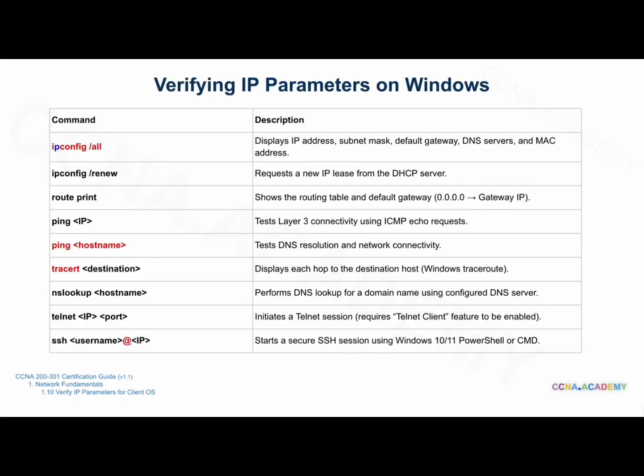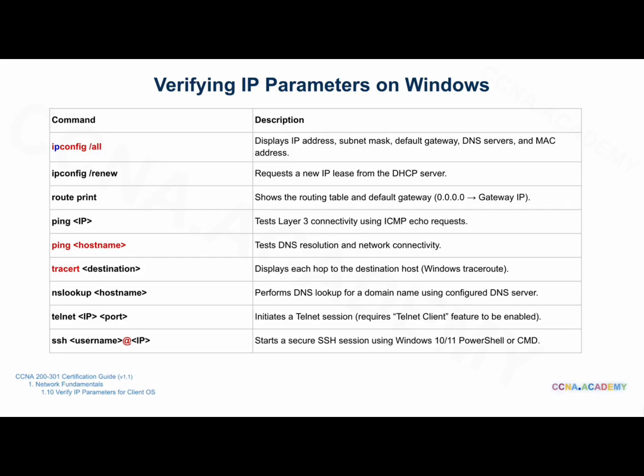In Windows, all verification happens through simple command line tools. Start with ipconfig /all to view the complete configuration like IP, mask, gateway, DNS, and MAC. If DHCP fails, use ipconfig /renew to request a new lease. Test connectivity using ping, first your gateway, then an external IP, and finally, a hostname to check DNS.